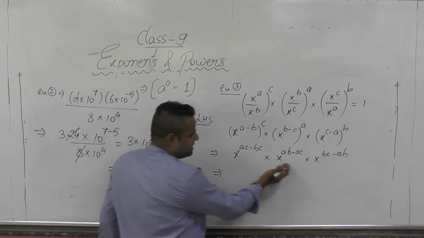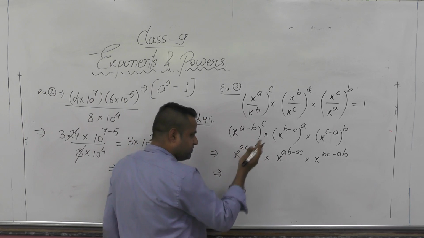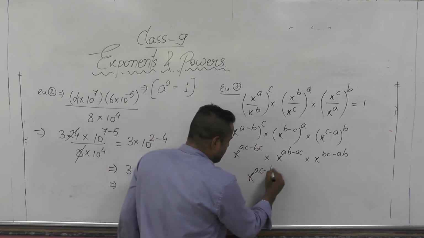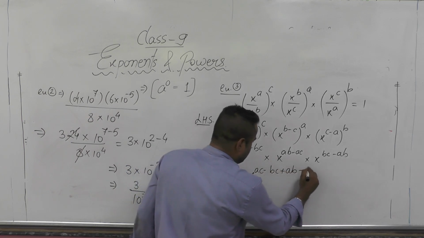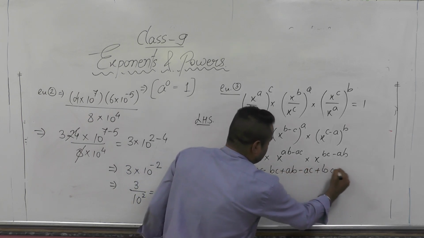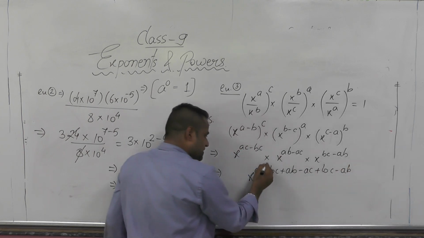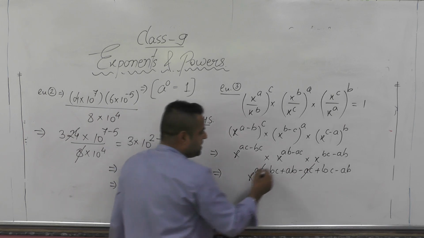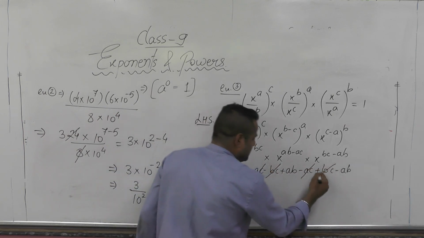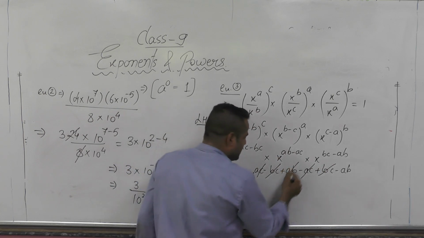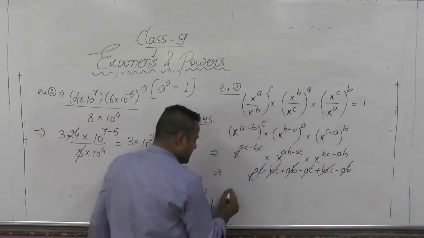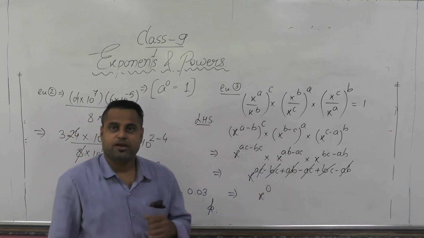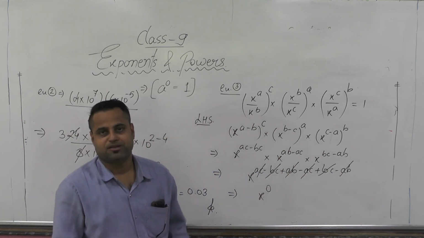Now all bases are the same and in multiplication, so with the first rule we can add them all. So x to the power AC minus BC plus AB minus AC plus BC minus AB. Now see, this is plus AC and this is minus AC, they will cancel each other. It is minus BC, that is plus BC, it also gets cancelled. It is plus AB, it is minus AB, this also will get cancelled. So here no power will remain, it will be 0 because all powers cancel with each other.